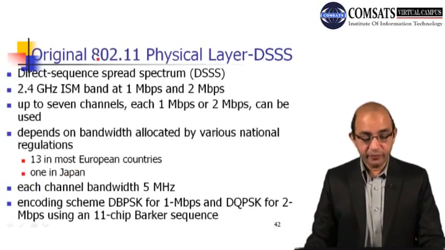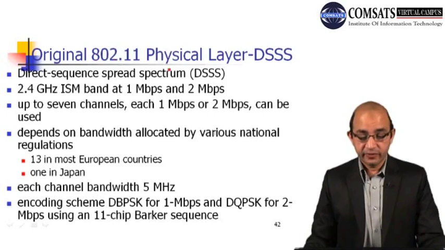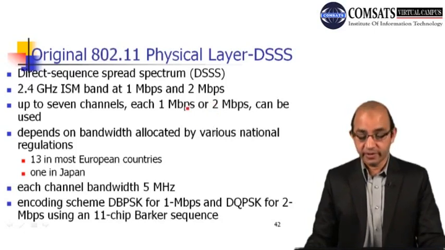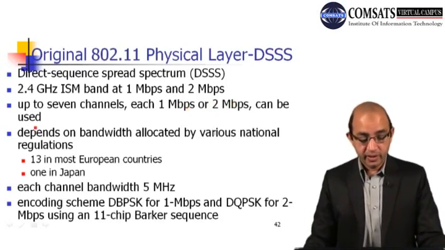So here we have mentioned the access technology that is being used for wireless LANs. Physical layer: direct sequence spread spectrum, 2.4 gigahertz ISM band is used, and the data rate is 1 megabit to 2 megabit. And we have 7 channels over there. Each channel is providing 1 megabit per second to 2 megabit per second.